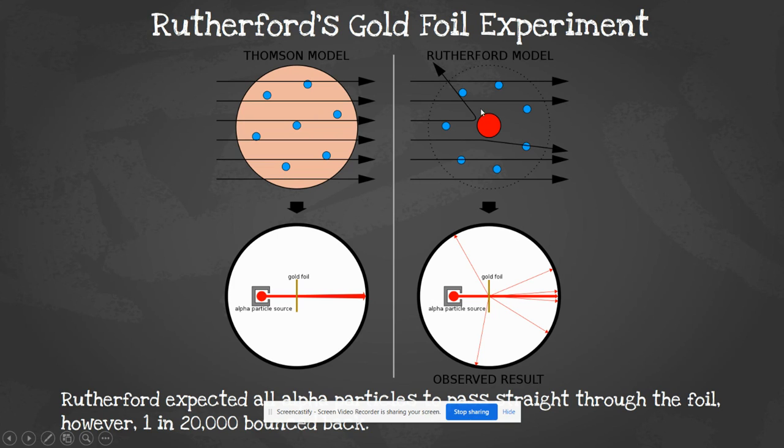But what they actually observed is that a tiny percentage, about 1 in 20,000, bounced back. And so he proposed his nuclear theory based on the fact that it must have hit something that was positively charged like the alpha particles, because alpha particles are actually just 2 protons and 2 neutrons. It's the helium nucleus. So he proposed that they hit this positively charged dense nucleus of the atom. And so he came up with the new model. So this is the model with the electrons around it and the tiny nucleus that's very dense.